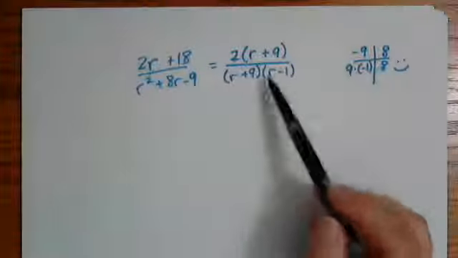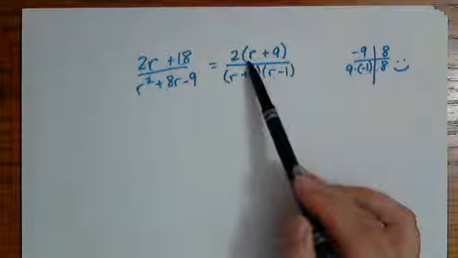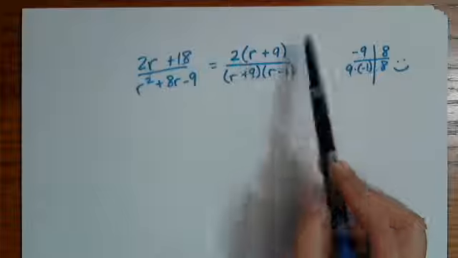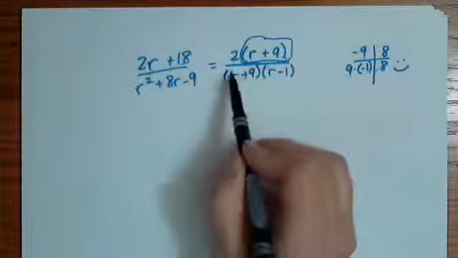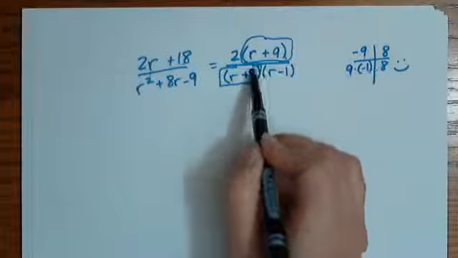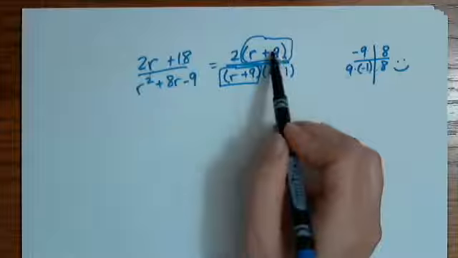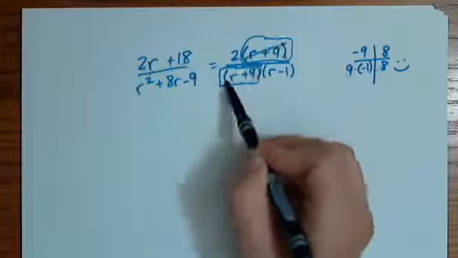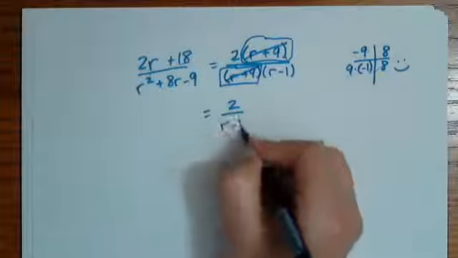Now everything here is factored out as much as we can factor it. And we can see that we have an r plus 9 on the top, and that's only multiplied by something. This whole r plus 9 is one group, right? And this r plus 9 is also a group on the bottom. So when we have these groups like this that are only multiplied by other things, then we can cancel them. And we're left with a 2 over r minus 1.